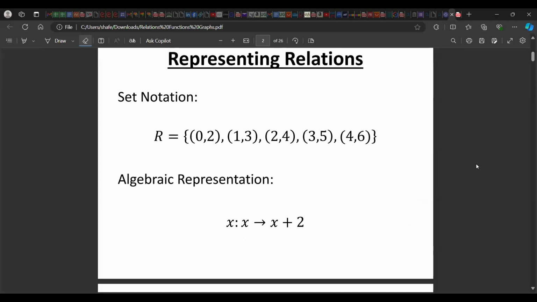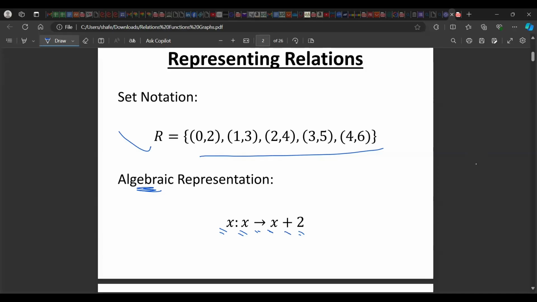So how do we represent relations? Well, we just did this one, right? We use set notation. But then we can also use a little bit of algebra to represent it. And we can say that X is such that X maps onto X plus 2. Right? We say X is such that X maps onto X plus 2.